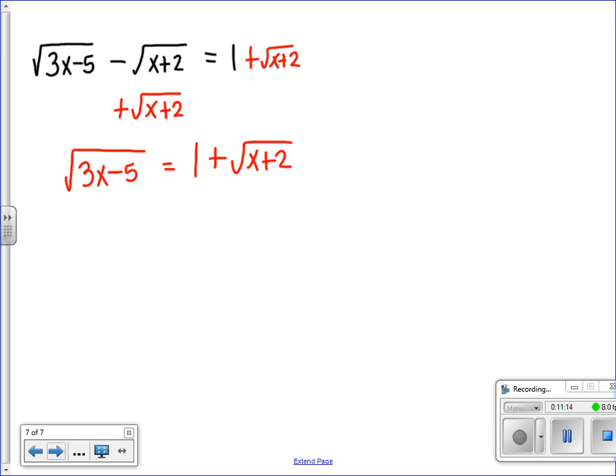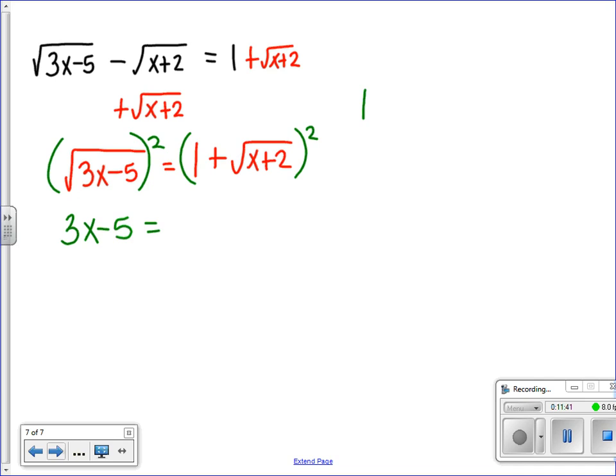Now, see that radical right there? It's isolated, right? So, I'm going to square it. I'm going to square this side, and I'm going to square this side. This side I'm left with 3x minus 5. This side has to be FOILed out. You have to FOIL it. It has to be FOILed out.